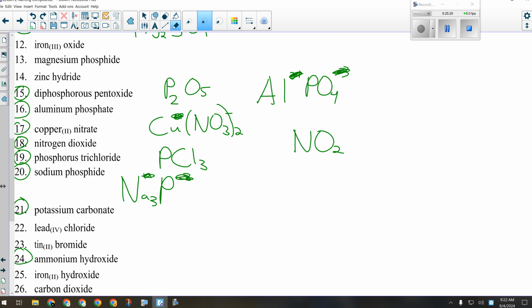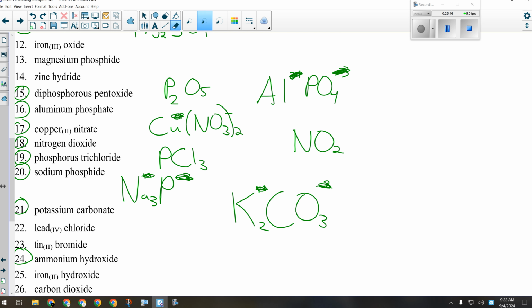Okay, potassium carbonate, ionic or molecular? It's ionic. Potassium is a metal, carbonate is a polyatomic ion. So potassium +1, carbonate, CO3, -2. All right, drop and swap? Yep. The 2 comes here, the 1 would go there, but we don't generally write them, so K2CO3.